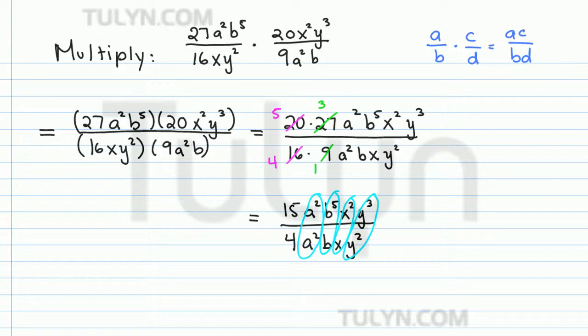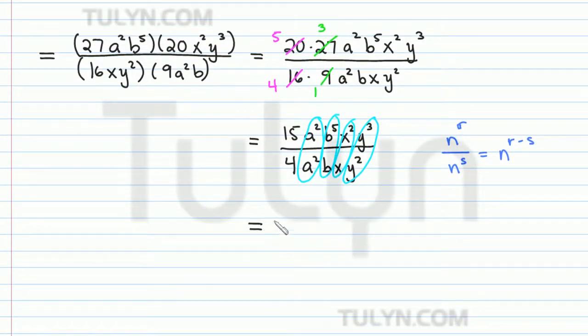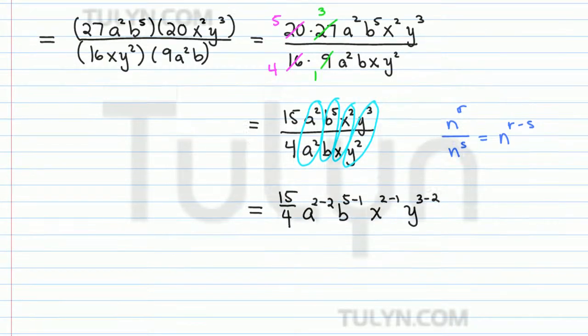And how we do that is we use the quotient property of exponents, where if you have any number, say n, taken to a power, and then you have the same number taken to a different power in the denominator, what you do here is you subtract the exponents. So what this starts looking like is 15 over 4, the numbers stay the same. This becomes a, the numerator minus the denominator, so 2 minus 2, b, 5 minus 1, x, 2 minus 1, and y to the 3 minus 2.